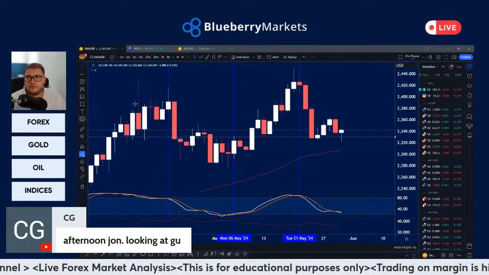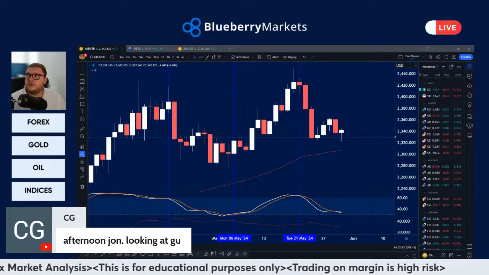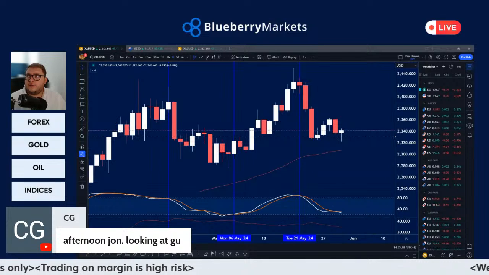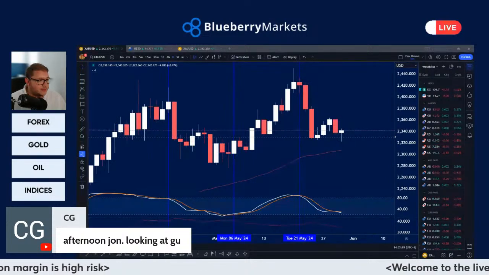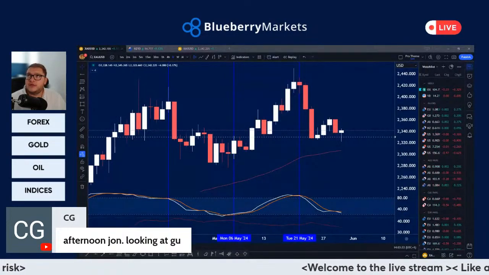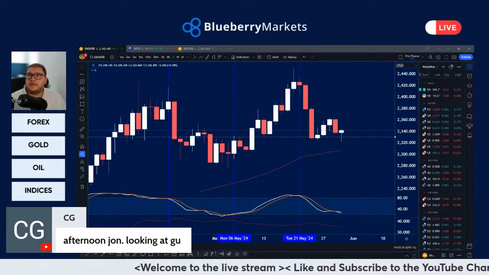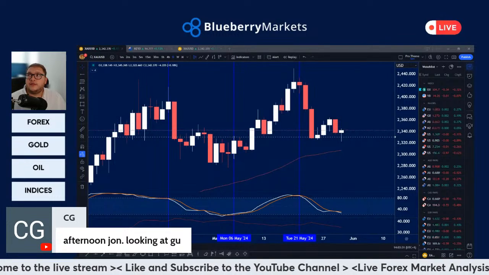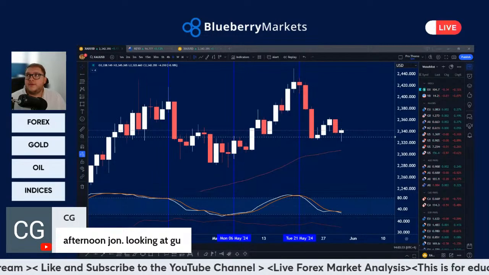Looking at GU. Nice. You're looking at longs or shorts on that one? I actually took a short on it yesterday and did about 55 pips of profit to the downside. So we'll go take a look at that. Basically had a decent short on that, trading off the hourly time frame.